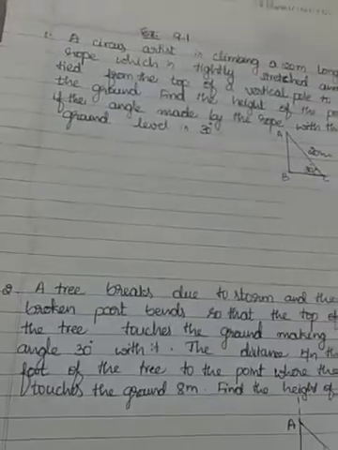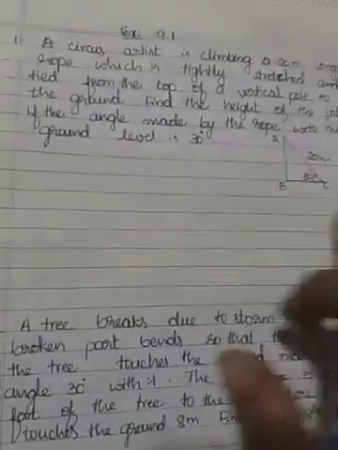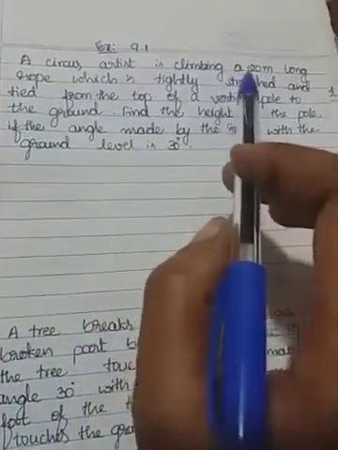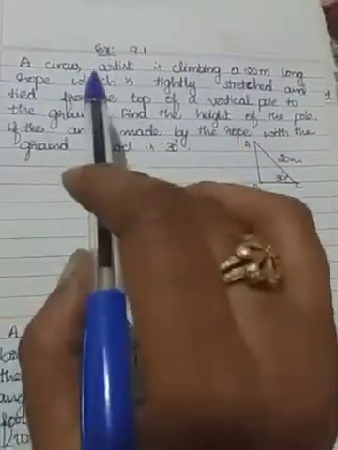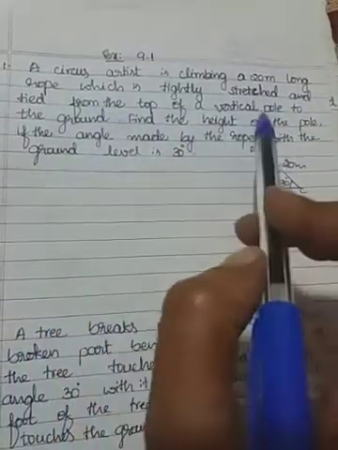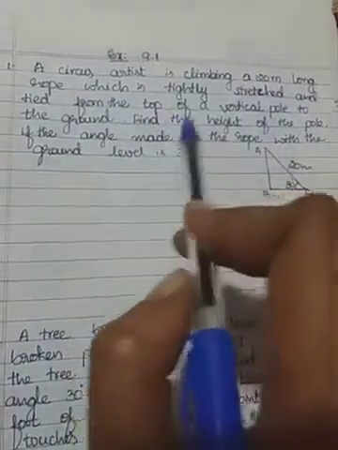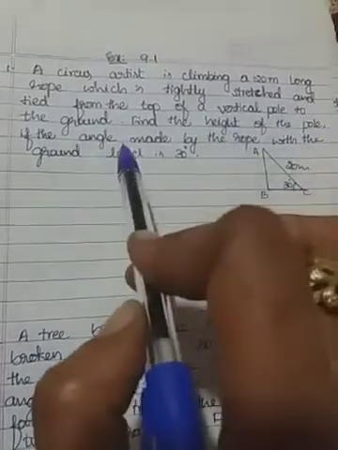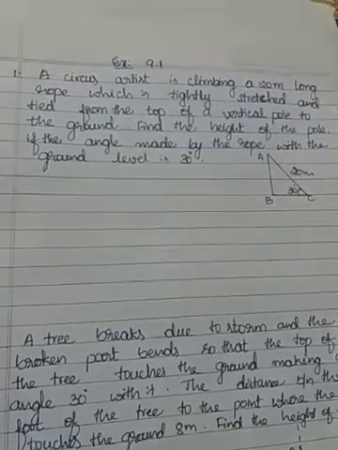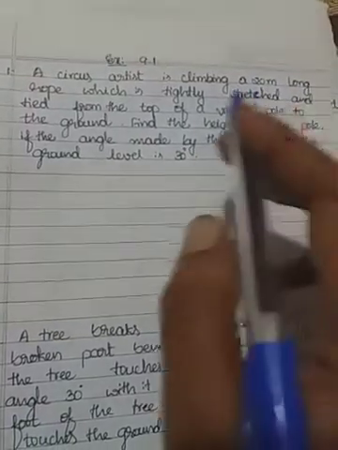So let's move on to the sums in this lesson. Exercise 9.1. Let us read the sum. A circus artist is climbing a 20-meter long rope which is tightly stretched and tied from the top of a vertical pole to the ground. Find the height of the pole if the angle made by the rope with the ground level is 30 degrees. Understand the sum.